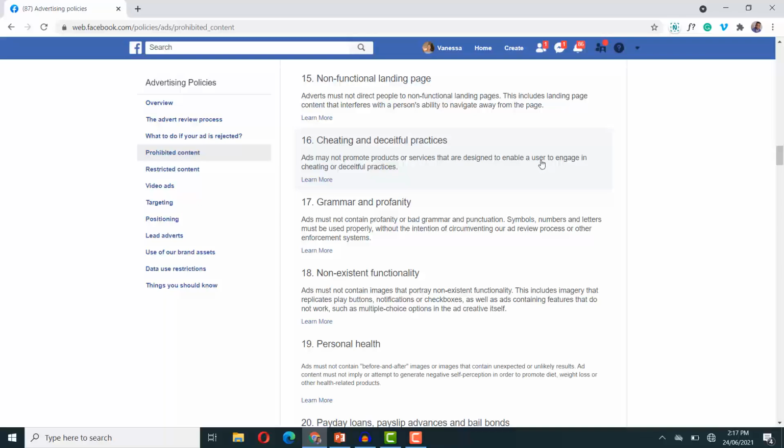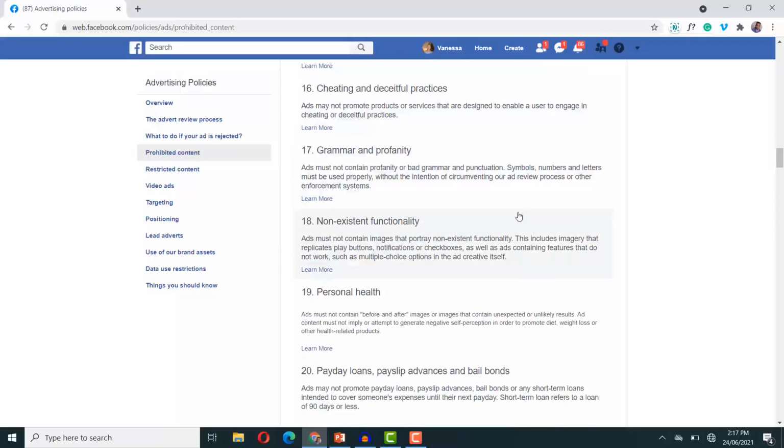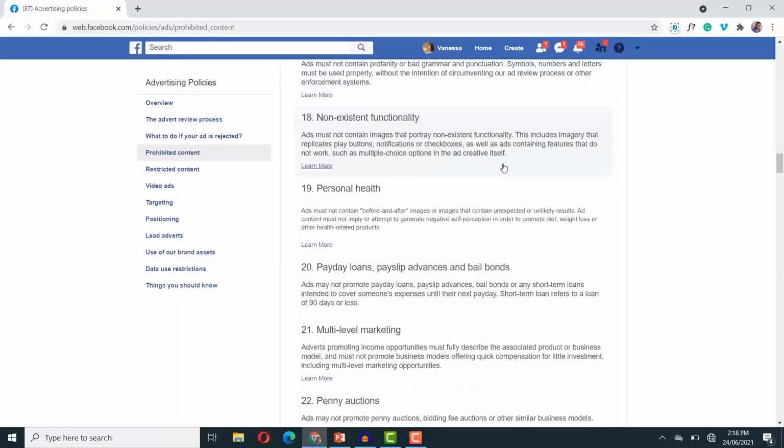Then we have grammar and profanity. You can't use wrong grammar, bad grammar. You can't use symbols or letters, especially when you're trying to circumvent the ad review process. Now, this doesn't affect people who are using industry terminology or local language terminology. It affects people who are trying to circumvent the ad review process. Then we have non-existent functionality. You want to stay away from adding buttons or check boxes or notification play buttons, things that look as though someone can interact with the image, whereas you can't interact with the image or video. That's not going to pass.